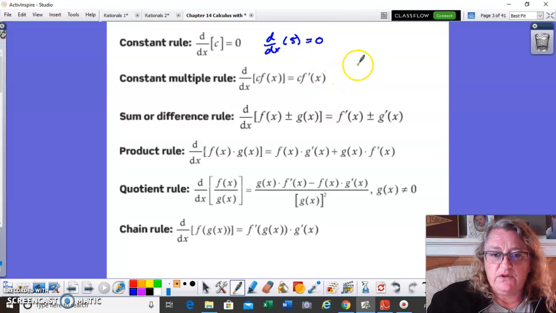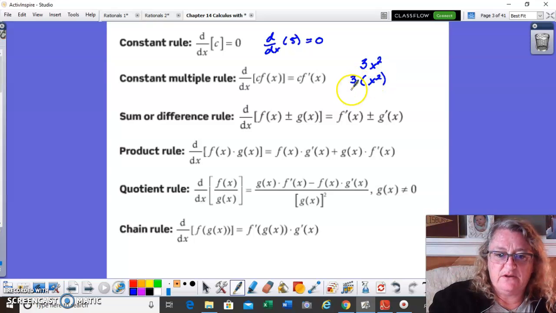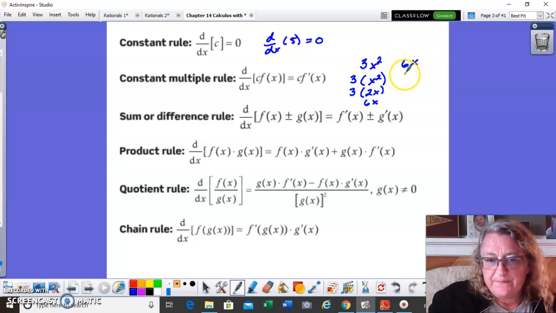So if we were looking at 3x squared, that would be the same as 3 times the derivative of x squared, right? So the 2 would come out, so that would be 3 times 2x, or 6x. The other way to look at it would be to take the 2 times the 3 and just turn it into 6x, using the power rule for both of those.